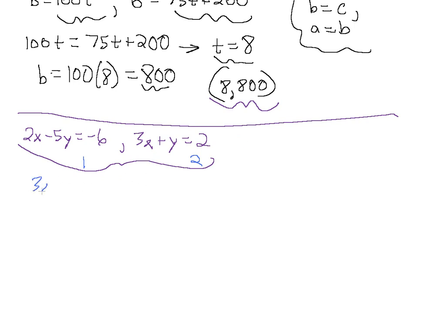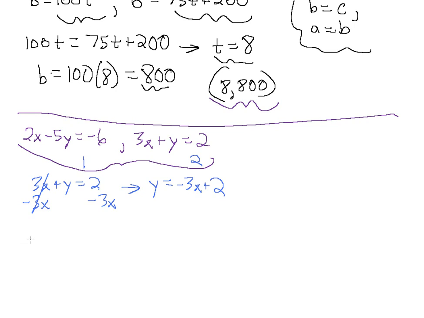So let's take equation 2, which is 3x plus y equals 2, and solve it for y. Let's subtract 3x from both sides. Those two terms cancel, so we have y equals minus 3x plus 2. So we have one variable solved. What we can do is plug this into the other equation and solve for x. We know what y equals, so we can plug it into the other equation.